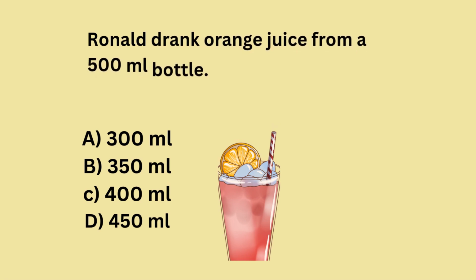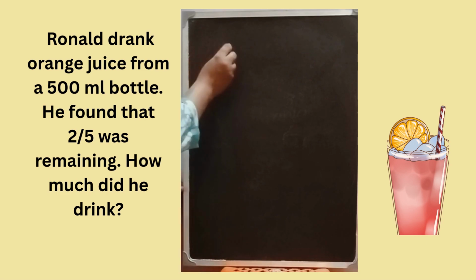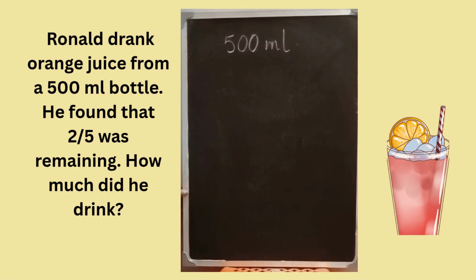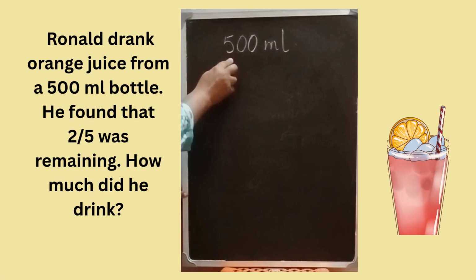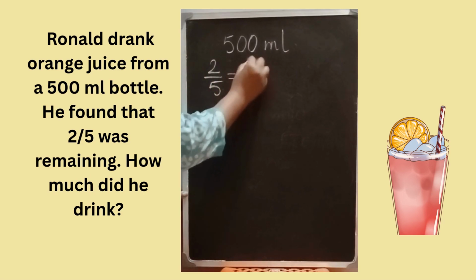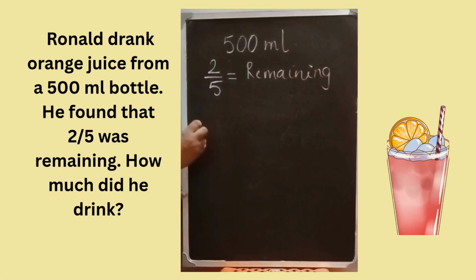Ronald drank orange juice from a 500 ml bottle. He found that 2/5 was remaining. How much did he drink? The juice was 500 ml in the bottle, the total capacity of the juice bottle. Now, 2/5 of 500 ml was left, remaining. Okay, that is the remaining fraction of juice.